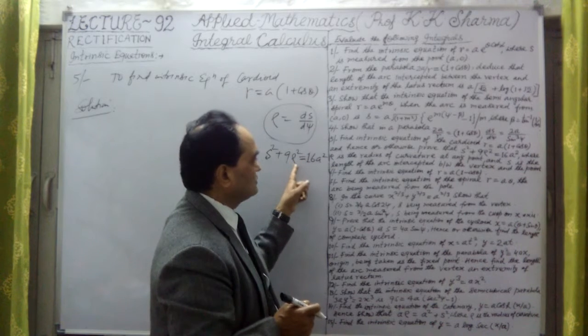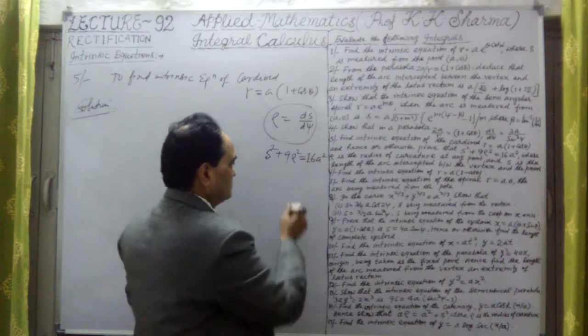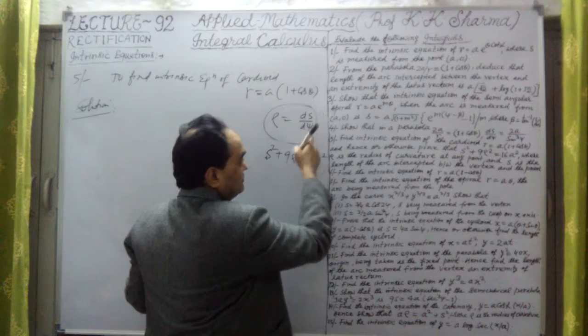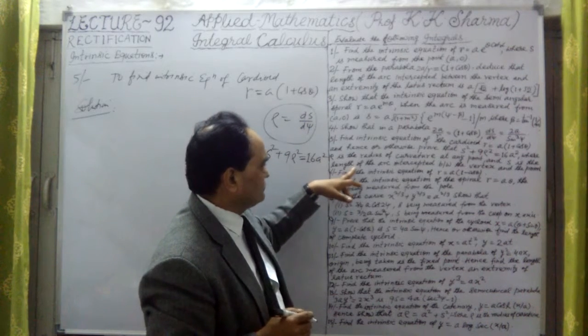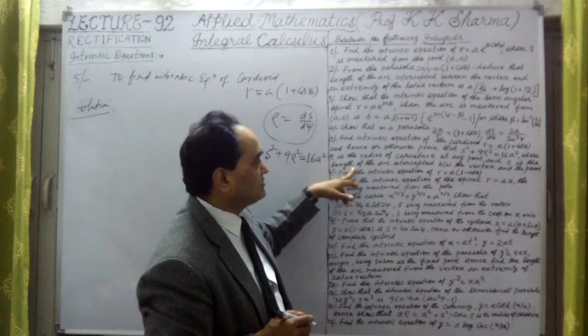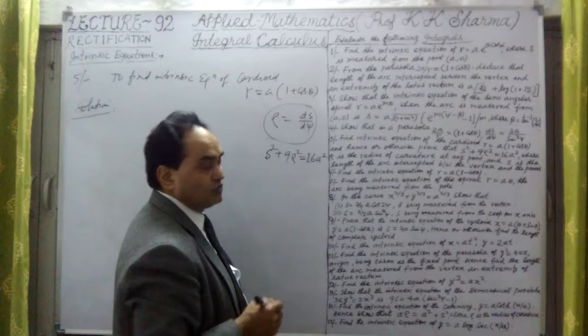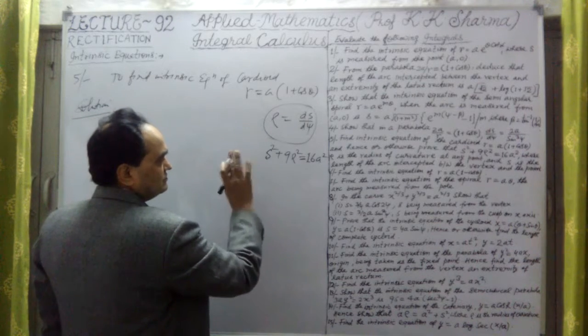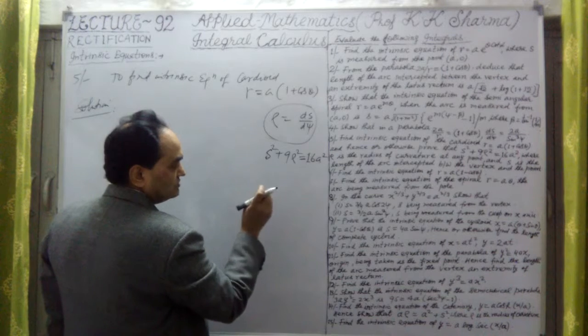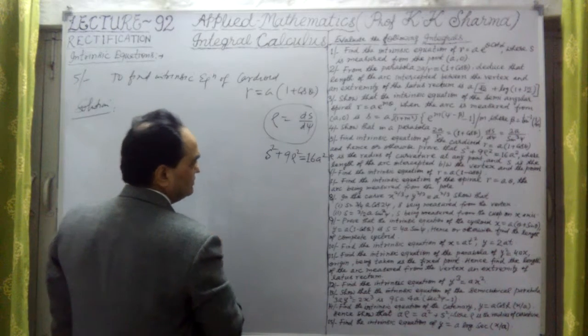Here rho is the radius of curvature. Here rho I have written down as ds upon d psi, that is known as radius of curvature. Now s is the length of the arc intercepted between the vertex and the point on the cardioid. At the vertex, theta is 0, so we will take 0 to theta.